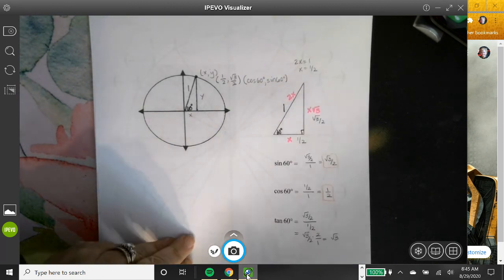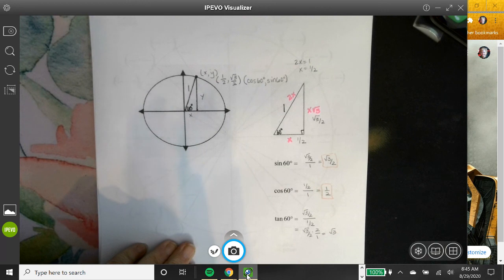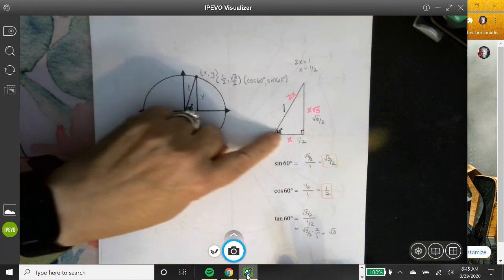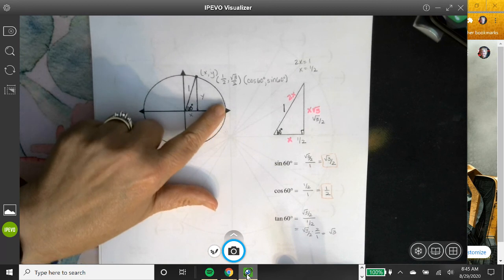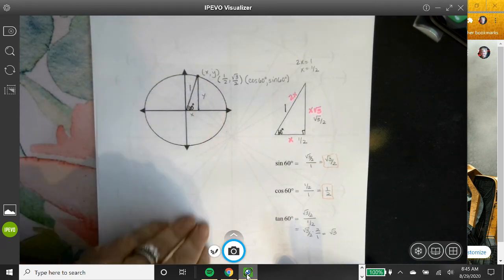Okay, well, what can we do with this information? So what have we done? We've taken our special right triangles and we've placed them on the xy plane, inscribed them in the unit circle where the hypotenuse has a length of 1. And then we're very easily, using the special right triangle relationships, able to calculate some points on our unit circle.